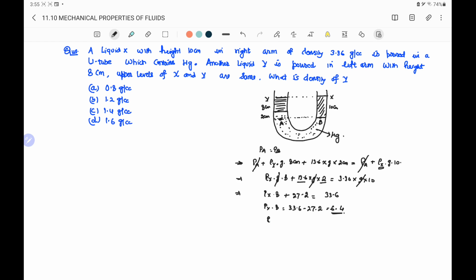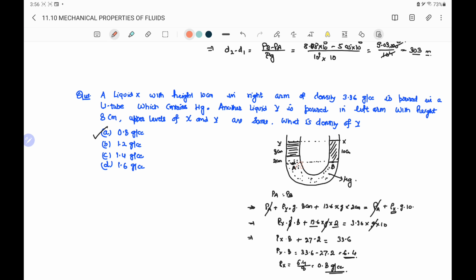So rho X, the density of the liquid X, will be equal to 6.4 by 8. This is equal to 0.8 gram per cc. So option A is the correct option. Here it is important to note that point A and point B are the points on the same liquid, that is mercury. Hence the pressure on the horizontal plane of the mercury will be the same as per Pascal's law.